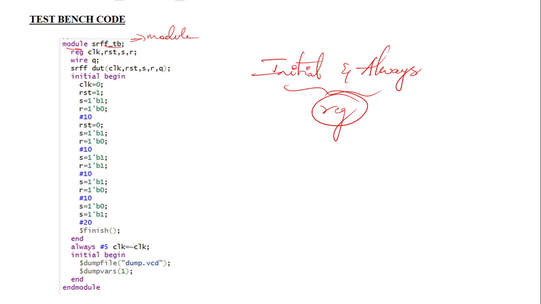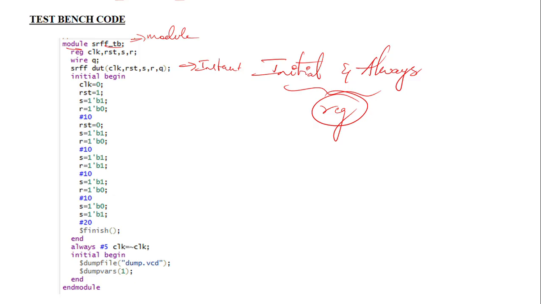For the SR flip-flop, you have to instantiate here. Instantiating is nothing but connecting the two modules. You have to connect the design code with the test bench code, and only then is your design code connected to your test bench. Then whatever values you give to your design will be taken by the test bench.